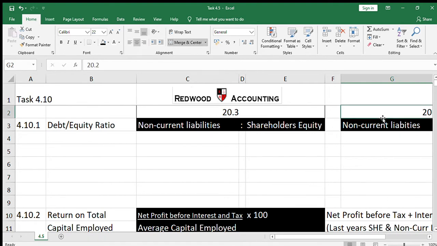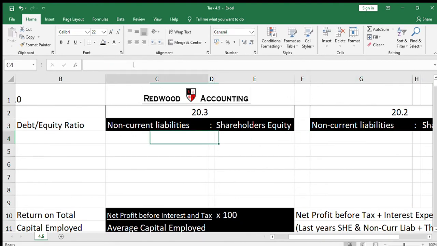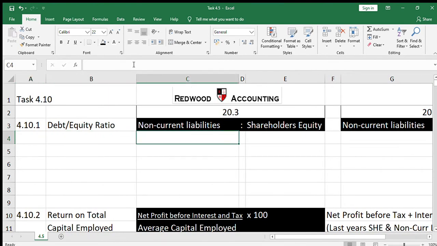Okay, so we're going to start here with, let's fix this. Sorry, I'm OCD like that. Okay, and then let's start. Okay, so non-current liabilities can also be a mortgage loan or any loan the company has. In this question, it's called non-current liabilities. For 20.3, it's 400,000.